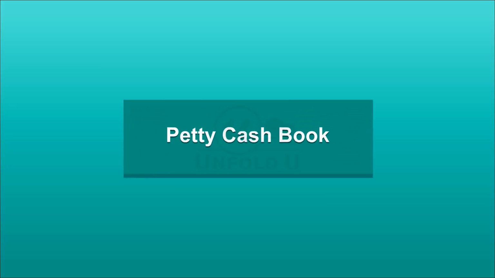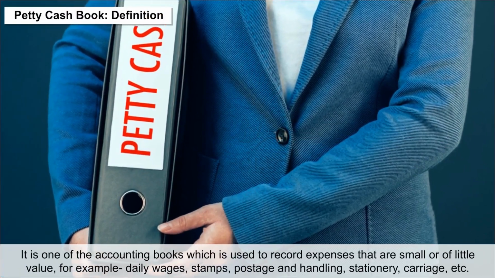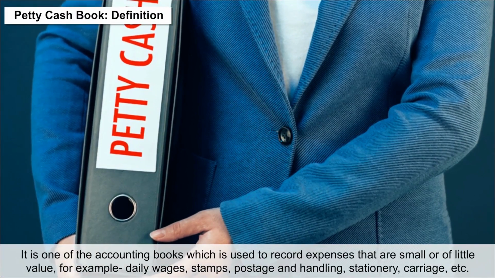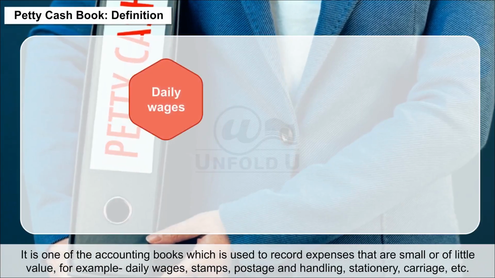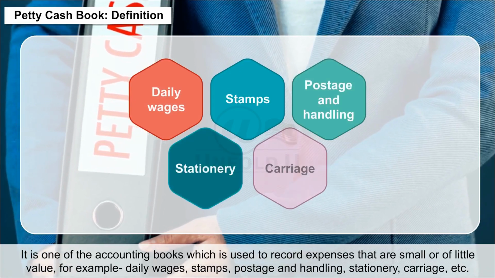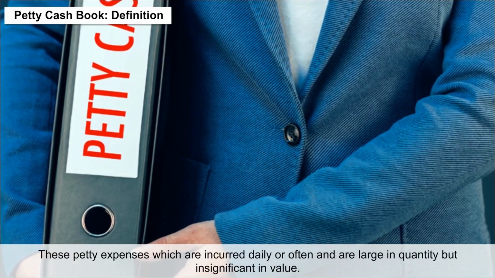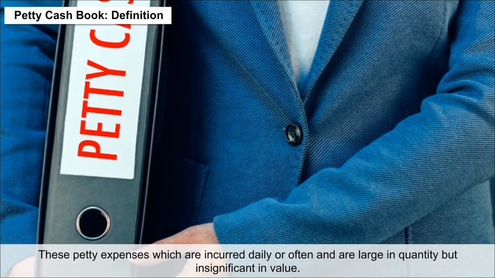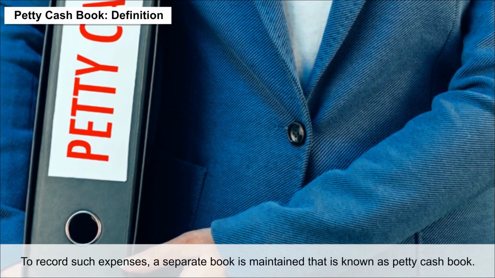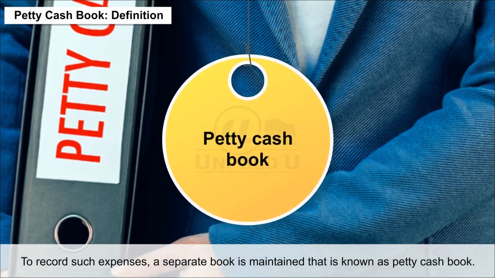Petty Cash Book. Petty Cash Book is one of the accounting books which is used to record expenses that are small or of little value, for example, daily wages, stamps, postage and handling, stationery, carriage, etc. These petty expenses, which are incurred daily or often and are large in quantity but insignificant in value, need a separate book to record them, which is known as Petty Cash Book.